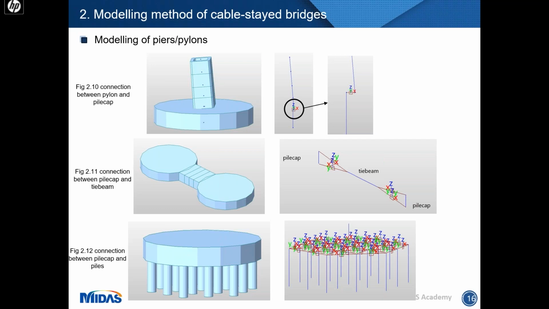Look at figure 2.11. We need to use 2 rigid links to connect both ends of the pile cap to the tie beam. And for the connection between the pile cap and the piles, we need to use rigid links to connect the top of the piles to the bottom of the pile cap.